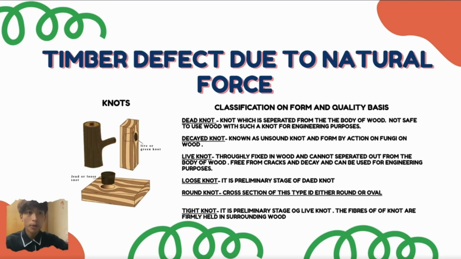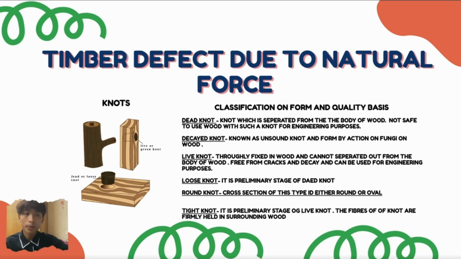This slide explains one of the natural timber defects, which is called knots. Knots are formed where branches grow from the tree trunk. They can affect the strength and appearance of the wood. There are several types of knots. A live knot is firmly attached to the wood, so it is strong and can still be used for construction.